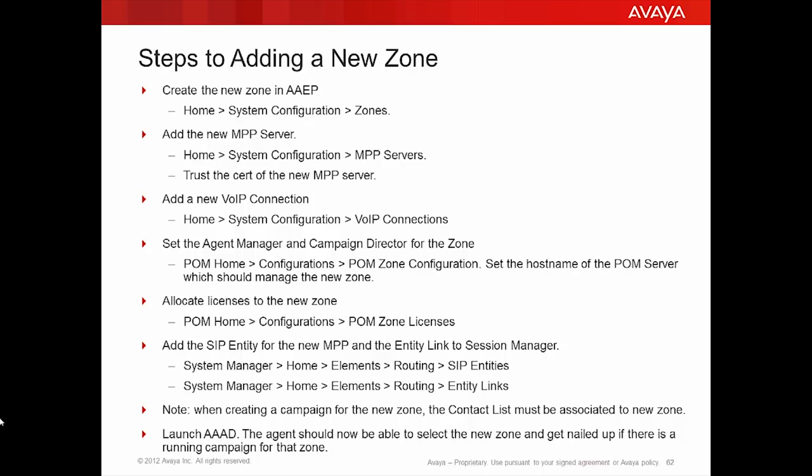We need to add the SIP entity for the new MPP and the entity link to the session manager. So do this from System Manager, Home, Elements, Routing, SIP entities, and entity links. Note that when you're creating a campaign for the new zone, the contact list must be associated with the new zone. Then launch AAD. The agent should now be able to select the new zone and get nailed up if there's a running campaign for that zone.